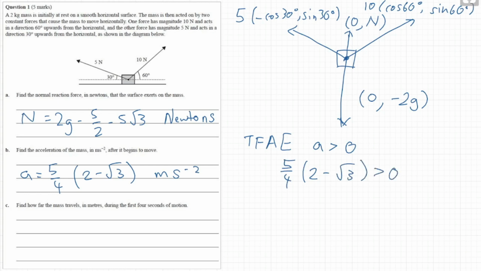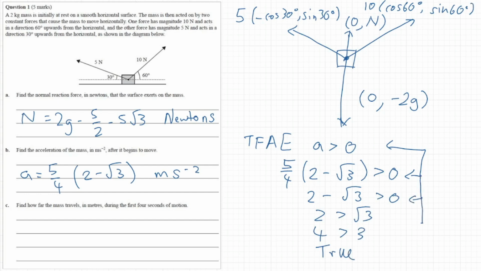Okay, this first line is obviously equivalent to the second line, which is equivalent to this. I'm going to move the root 3 over. Then we can square. And this is clearly true. And each line here in this list is equivalent to the previous line. So therefore, we learn that true is equivalent to A greater than 0. So therefore, our value for A is positive, and therefore our answer is correct.